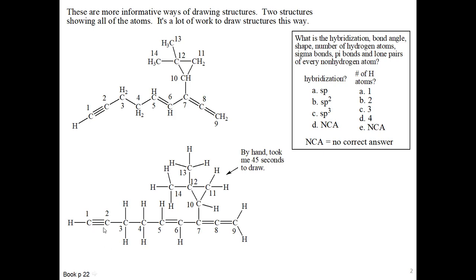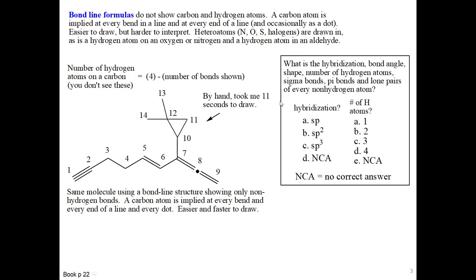I've indicated the numbers here to help us figure out the hybridizations and the number of hydrogens and so forth. So we'll see on the next slide the bond line formula, where these will be harder to determine. So you'll have to have some little clues to do that. Okay, so let's take a look at the next slide.